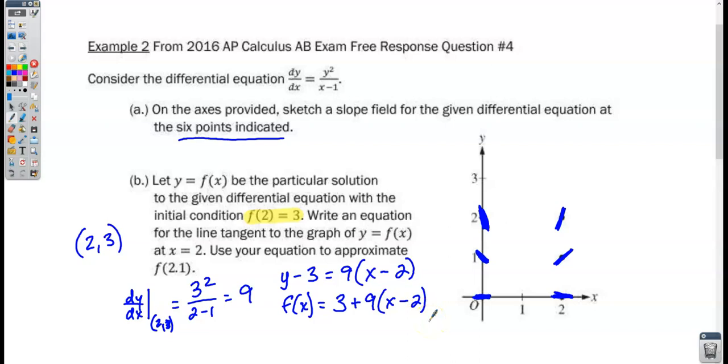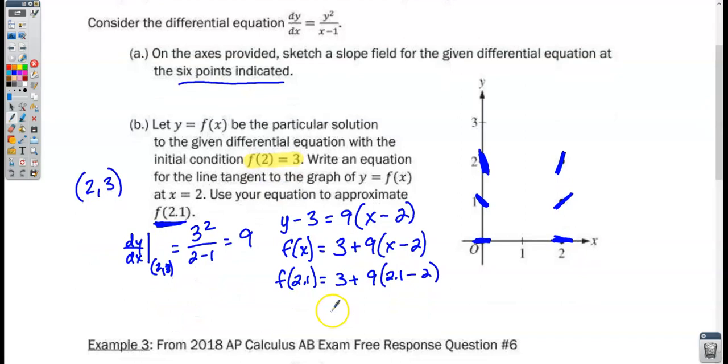There's my tangent line. The only reason I wrote the tangent line this way is because it asks me to approximate f of 2.1. So I'm going to go ahead and substitute 2.1 in here for x. And we get that f of 2.1 is approximately 3.9. And that's our answer to part B.